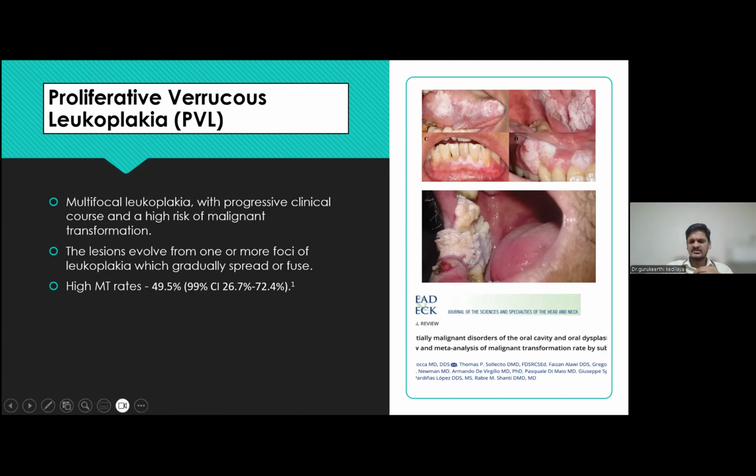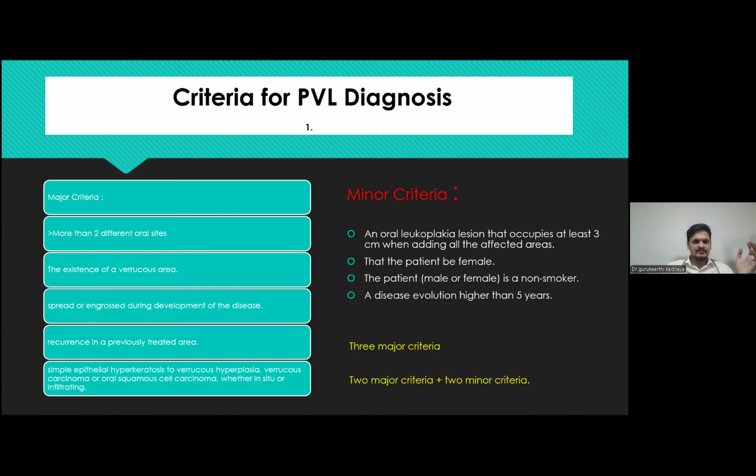This was first described in an article in Head and Neck, where they did a meta-analysis of PVL to look for the malignant transformation rate. They came up with rates up to 50%. So if you diagnose PVL, there are higher chances of malignancy, in almost up to 50% of the cases.